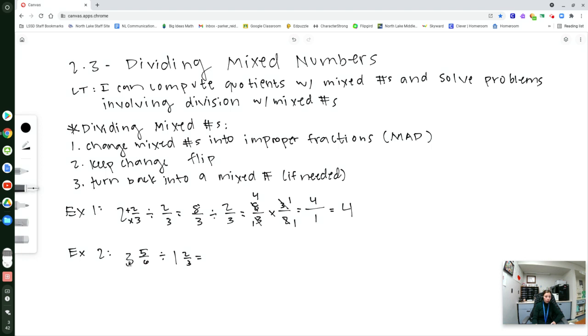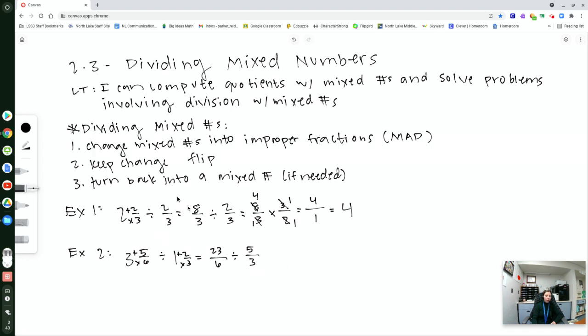So first, 3 and 5/6, we're going to multiply. 3 times 6 is 18. We're going to add 18 plus 5 is 23. And then the denominator stays the same. It stays as a 6. Now we're going to repeat that. Multiply. 1 times 3 is 3. Add 3 plus 2 is 5. Denominator stays the same. We leave it as 3.